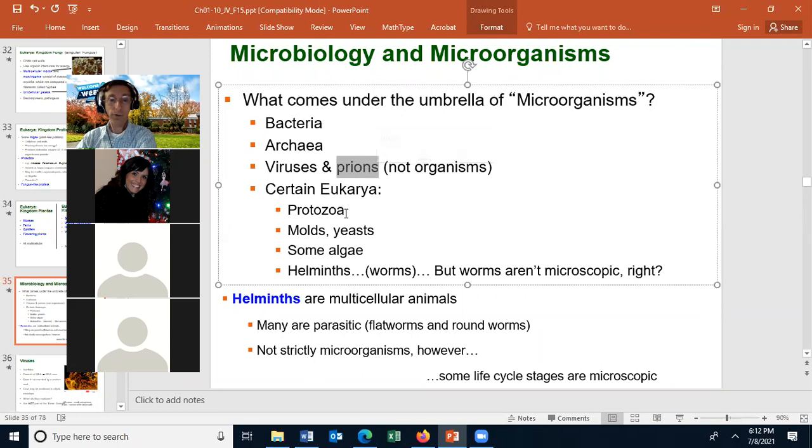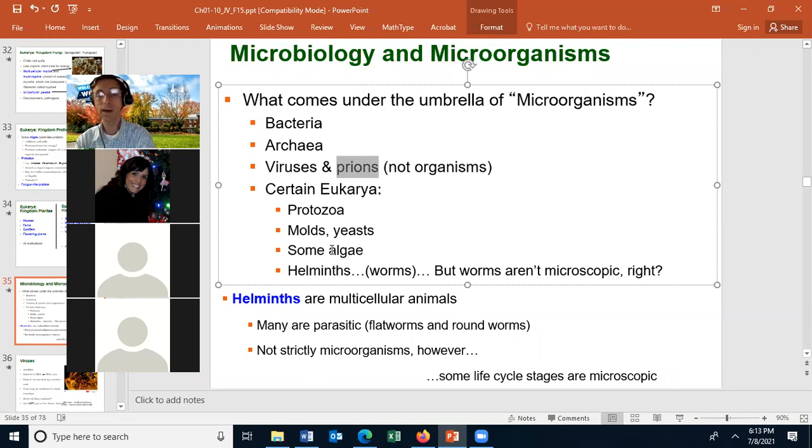When we're talking about the protozoa, that's the microbe. Molds and yeast are microbes. Some algae, if they're unicellular, or if you need to see them under the microscope, we call them a microorganism. But some algae is very large. In fact, if you go walking along the Oregon or Washington coast, you'll find algae washes up. That is not a microorganism. So only some of the algae are microorganisms.